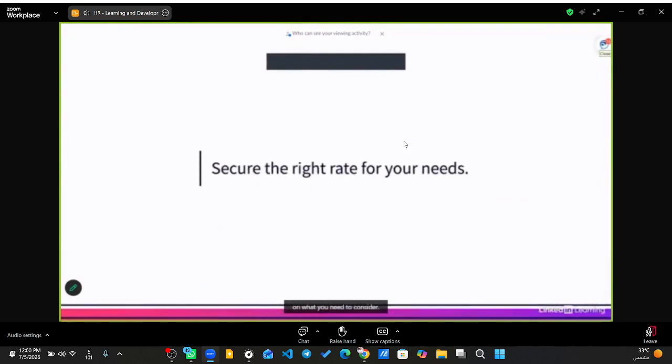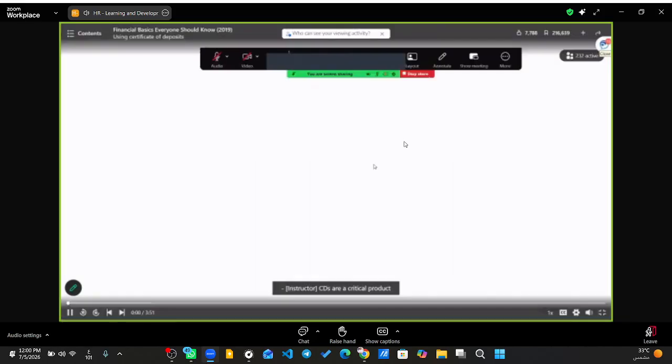Now you should have a good handle on what you need to consider. Make sure you're making the right choice for the product and rate that is right for your particular needs.